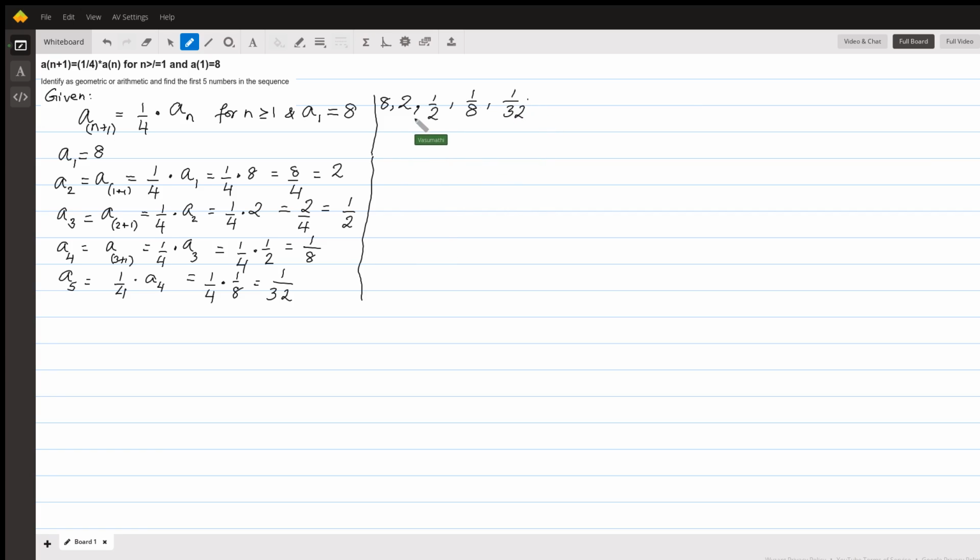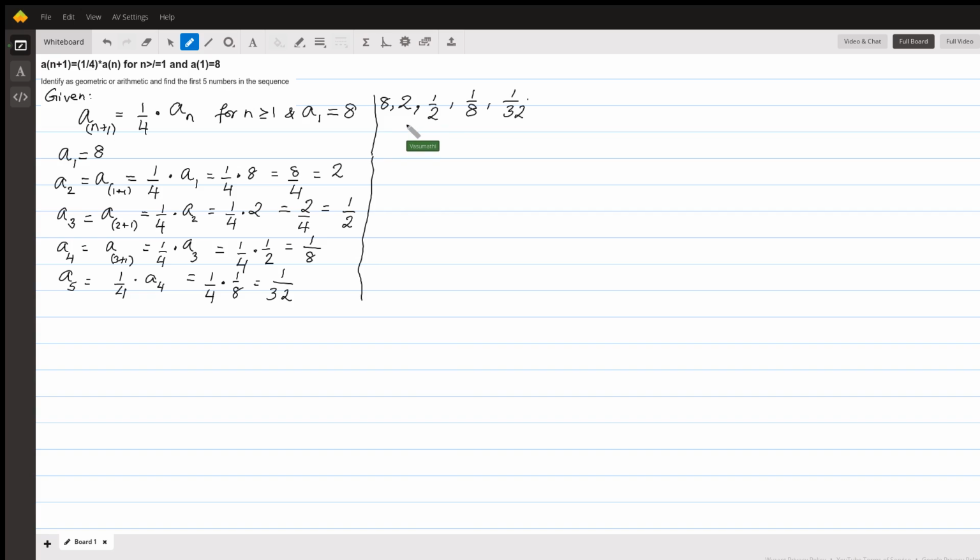Now look at the first term and the second term. It looks like 8 take away 6 is 2, right? So there is a difference of 6. If you can find the same difference from 2 to the next term, then you can say that's a common difference of 6 and this is an arithmetic sequence. But from 2 to 1/2, the third term, we don't have a difference of 6. 2 take away half will be 1.5. So it's definitely not an arithmetic sequence.